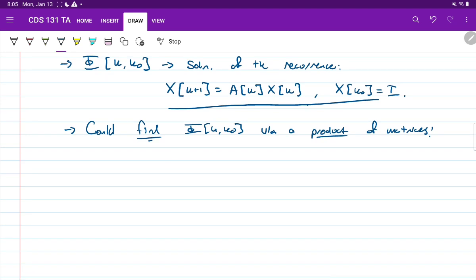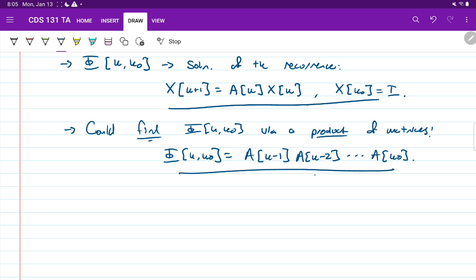All right, so if I wanted to calculate phi of k comma k naught, I could calculate the product a of k minus 1, a of k minus 2, all the way down to a of k naught. All right, and using this, you can compute solutions to state equations of a discrete time linear time varying system.